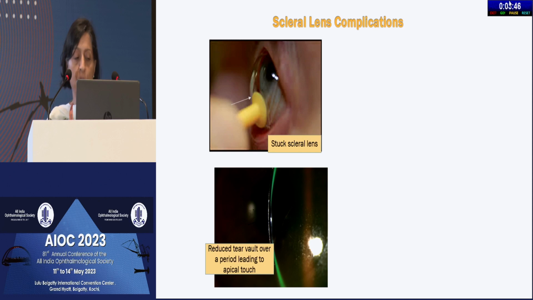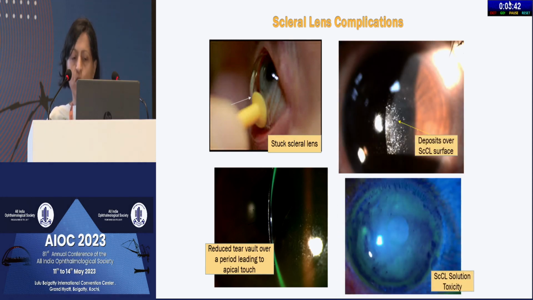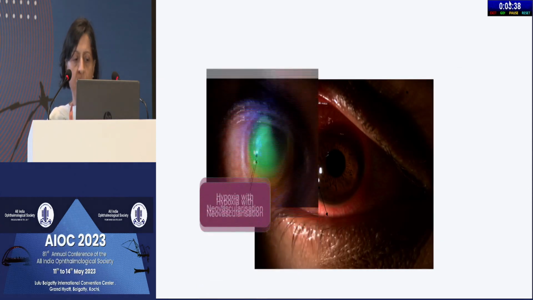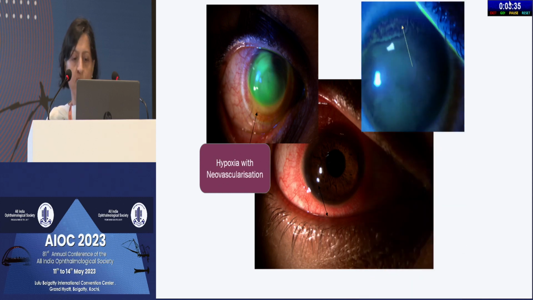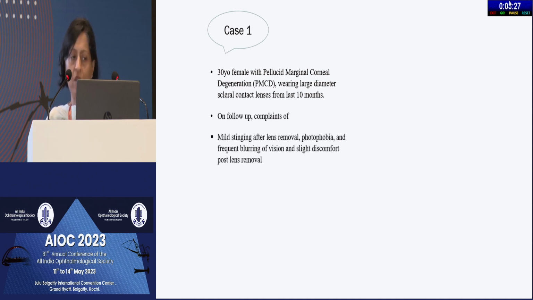patient. There could be reduced tear vault. There could be deposits over the contact lens surface. There could be also solution toxicity, and the patient can come with a very red eye. There could be hypoxia with neovascularization, and this is an example of a 30-year-old female with pellucid marginal degeneration wearing a large diameter scleral contact lens for 10 months.